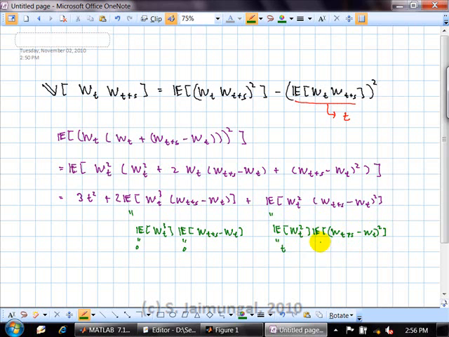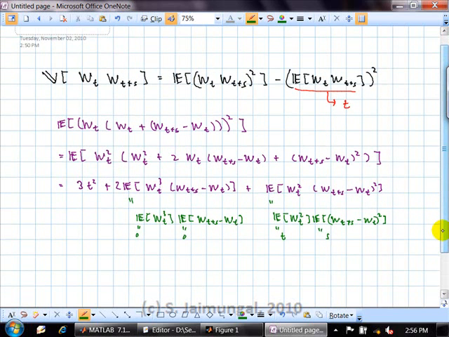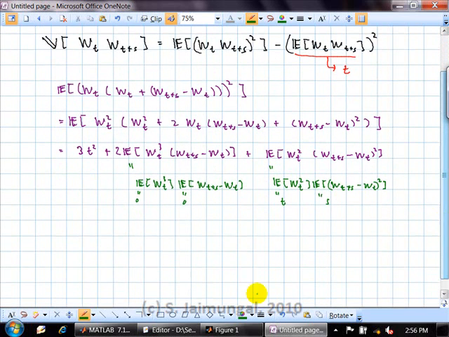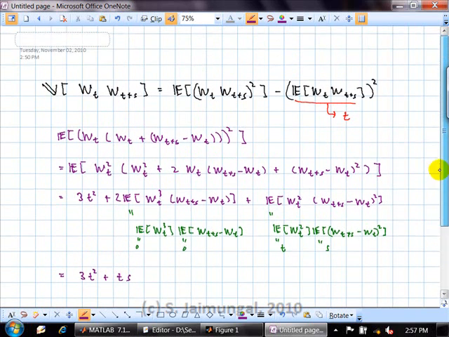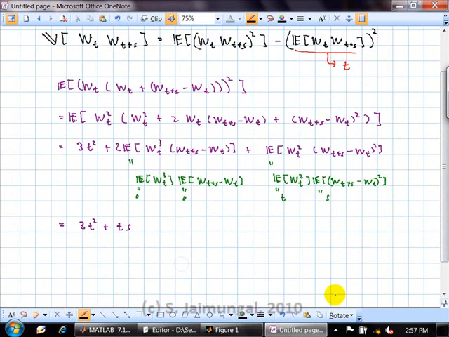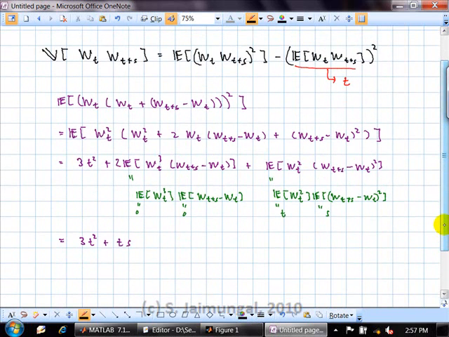Okay, and this is T, and this is S. So it's kind of interesting that before we found the expected value doesn't depend on S, but the variance does. The expected value of that product doesn't depend, but the variance does depend on S. And our final result, 3T squared plus T times S. Okay? Okay, any questions about this?